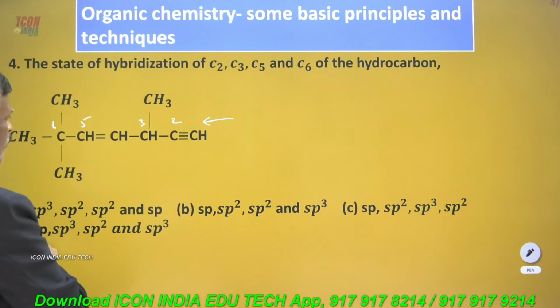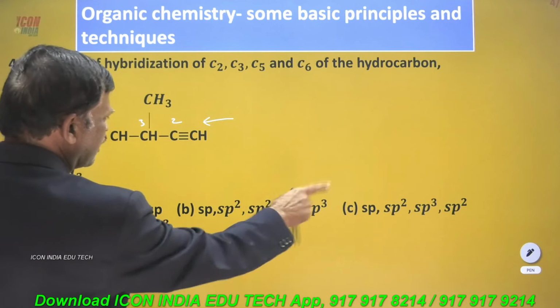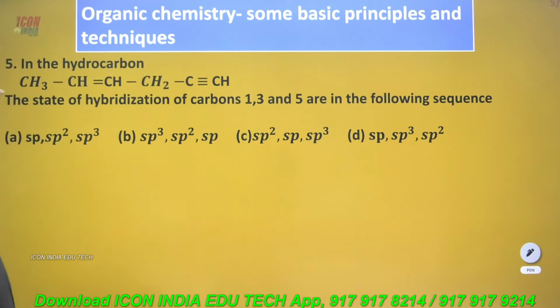Second carbon sp, third carbon sp3. Only in this option you have sp sp3. In the other options it is not there. So it is D. Now in this hydrocarbon, the state of hybridization of the carbons 1, 3, 5 are in the following sequence.